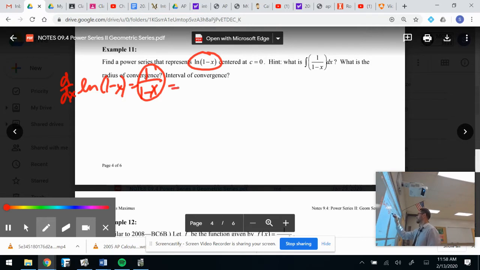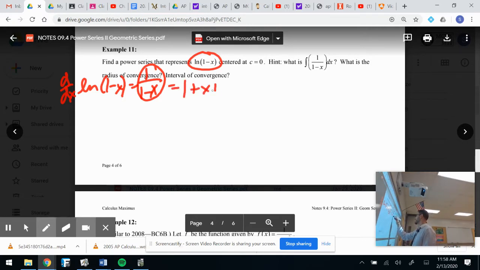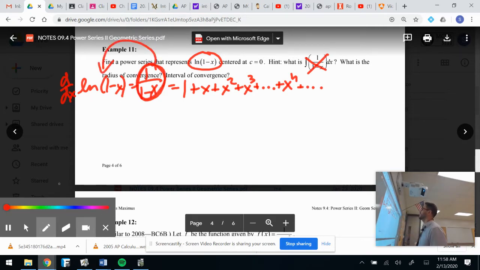So that means that would be equal to 1 plus x plus x squared plus x to the third plus and so on, plus x to the n plus and so on. Okay, so how could I use that to help myself out here? Now, you wouldn't be given that hint on the AP exam. But hey, if I take the antiderivative of this, I end up with the natural log. So let's take the antiderivative of all that stuff, and then I'm going to get the natural log.